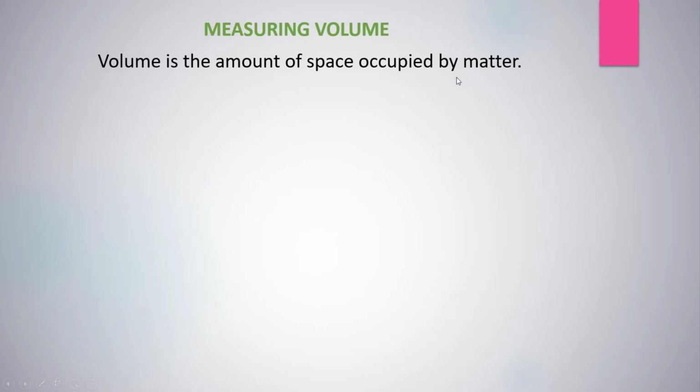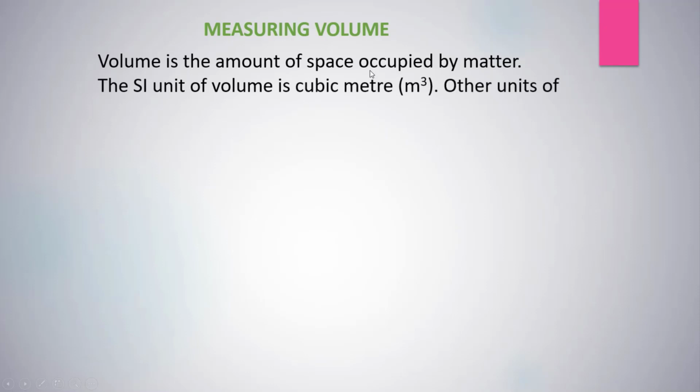It's called what? Matter. So what matter occupies, for example, what your body occupies wherever you stand, how much space do you occupy with the whole of your body? Now that is your volume. So the amount of space occupied by matter is called what? Volume. And the SI unit of volume is cubic meter.